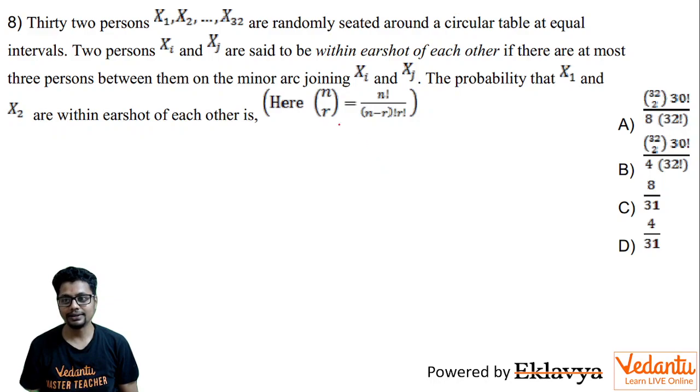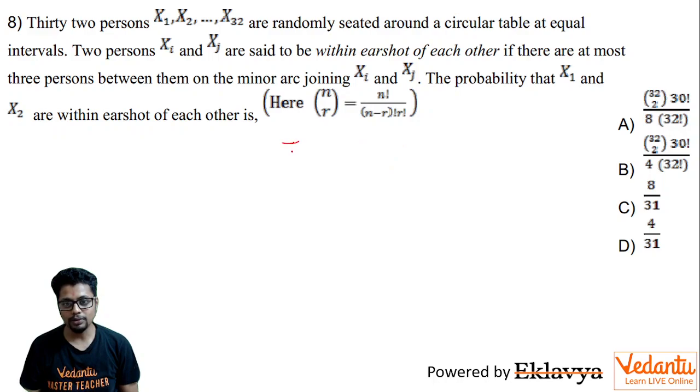So here this nr in these rounded brackets represents ncr, which is n factorial divided by r factorial times n minus r factorial, and this has been used in the options. That's why this has been given. It's a single correct type question. Let's solve it.